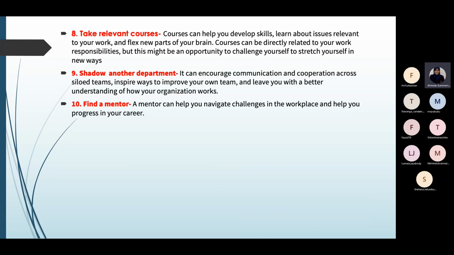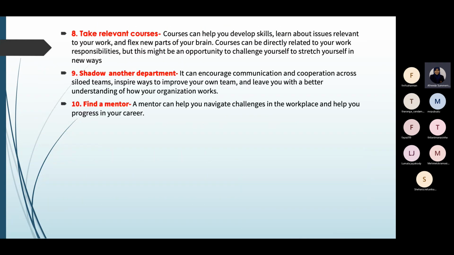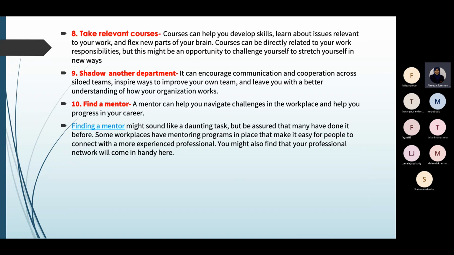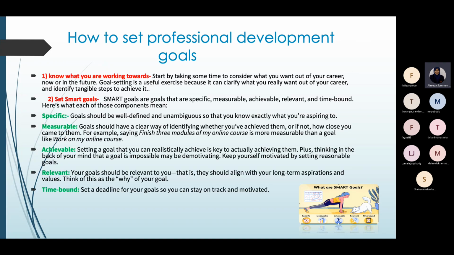Then, of course, relevant courses, shadow another department, find a mentor. These 9 factors are how you can improve your professional development pathway, right? All these you can write in your assignment. And this is where we stopped last week. For example, how do you set a professional development goal? Please don't forget these words: specific, measurable, achievable, relevant, and time bound.